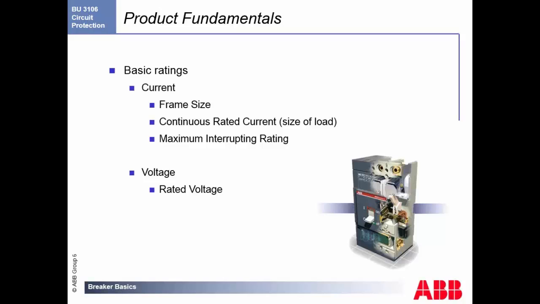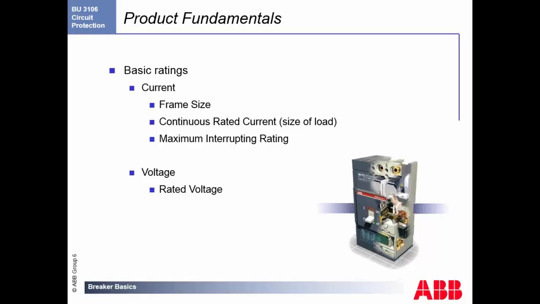Basic ratings that you'll see on breakers are the current, which is usually referred to as frame size. There are various frame sizes that you can have. Continuous rated current means that's the current that can go through the breaker without causing any problems to the breaker or to the load. Basically what size of load you're having, such as 800 amps, 1,000 amps, or what have you. 2,000 amps is usually the maximum that you're going to see.